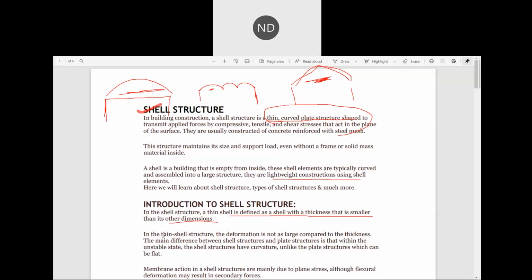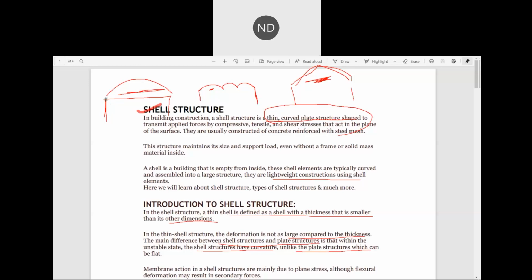This is called your shell structure. In a thin shell structure, the deformation is not large compared to the thickness. The main difference between shell structure and plate structure is that in an unstressed state, the shell structure has curvature, unlike the plate structure, which can be flat. So the main difference between your shell structure and your flat structure is that your shell structure gives you this curve you're looking at.